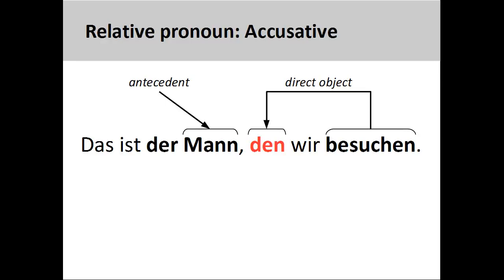In the sentence you see here, das ist der Mann, den wir besuchen, that is the man whom we visit, the relative pronoun is in the accusative case. The reason for this is that the pronoun is the direct object of the verb besuchen, visit, and receives the action of this verb. In this slide, you can see clearly that the gender and the number of the relative pronoun, masculine singular, is determined by the antecedent, but that the case, accusative, is determined by the function of the pronoun in the relative clause.